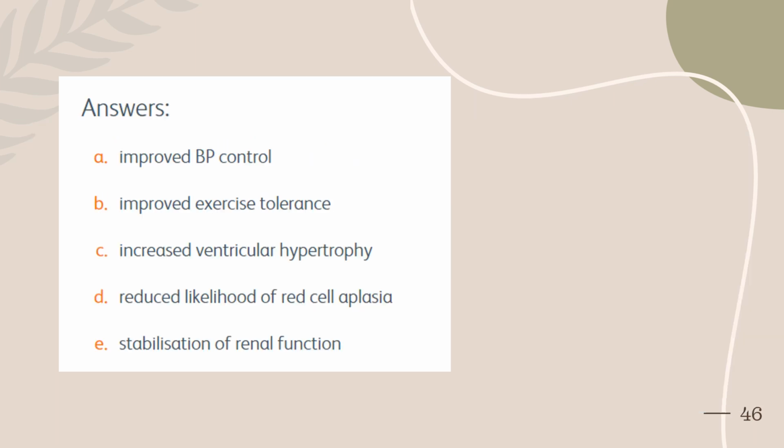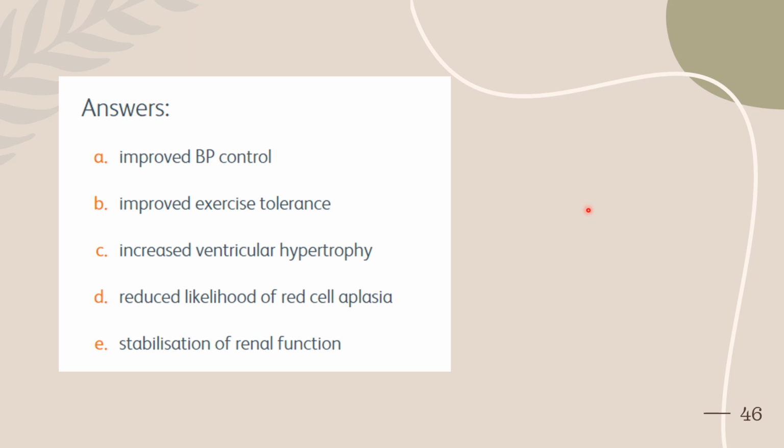So they are asking what is the benefit of erythropoietin therapy? Options are improved BP control, improved exercise tolerance, increased ventricular hypertrophy, reduced likelihood of red cell aplasia, stabilization of renal function. So we look at the options one by one. Improved BP control. Actually, erythropoietin has around 30% risk for increase in BP. So there is no improvement in BP control. It can actually worsen the hypertension.